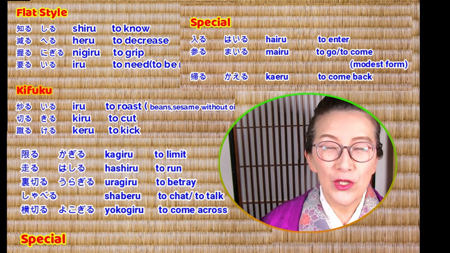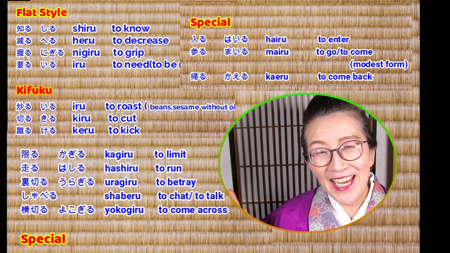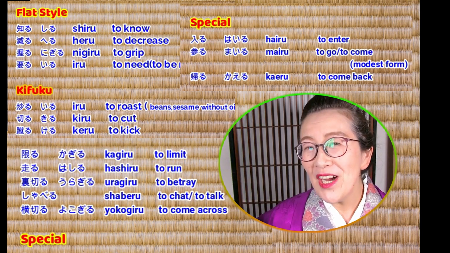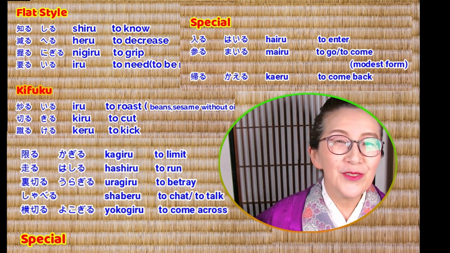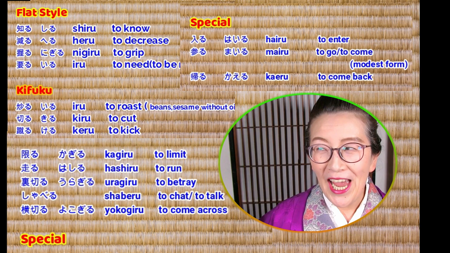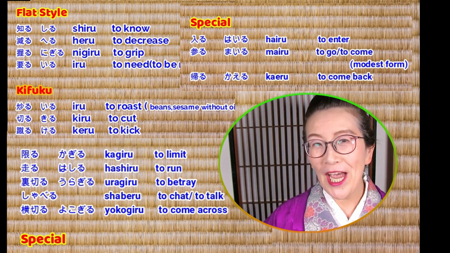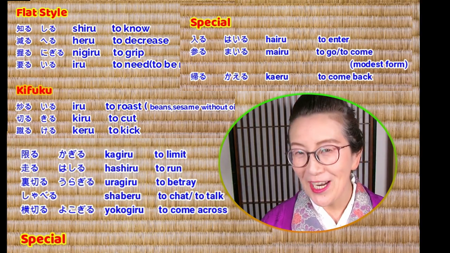They look like 1段活用 verbs, but they are 5段活用 verbs. And they are very common. We use them in daily life, so you have to memorize all of them with 5段活用 conjugation patterns.